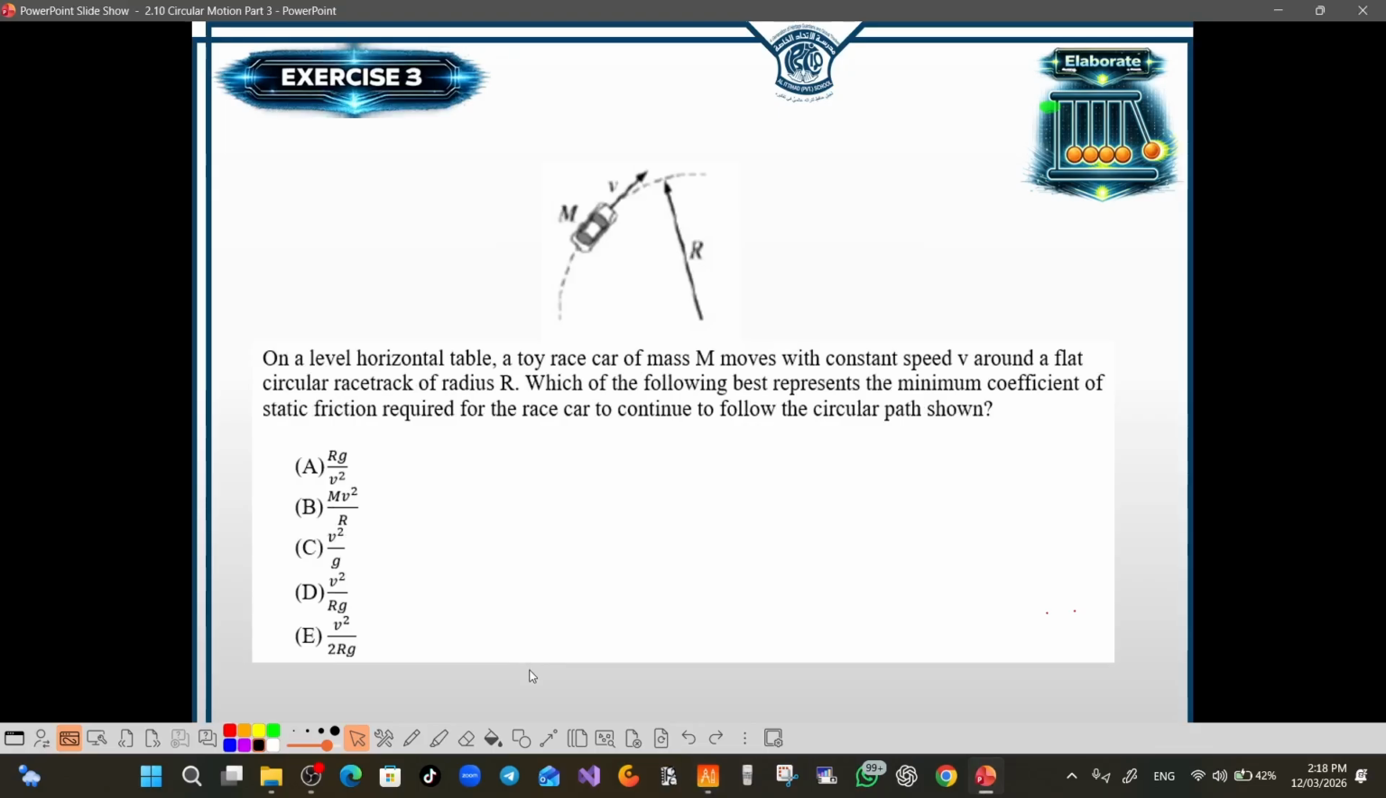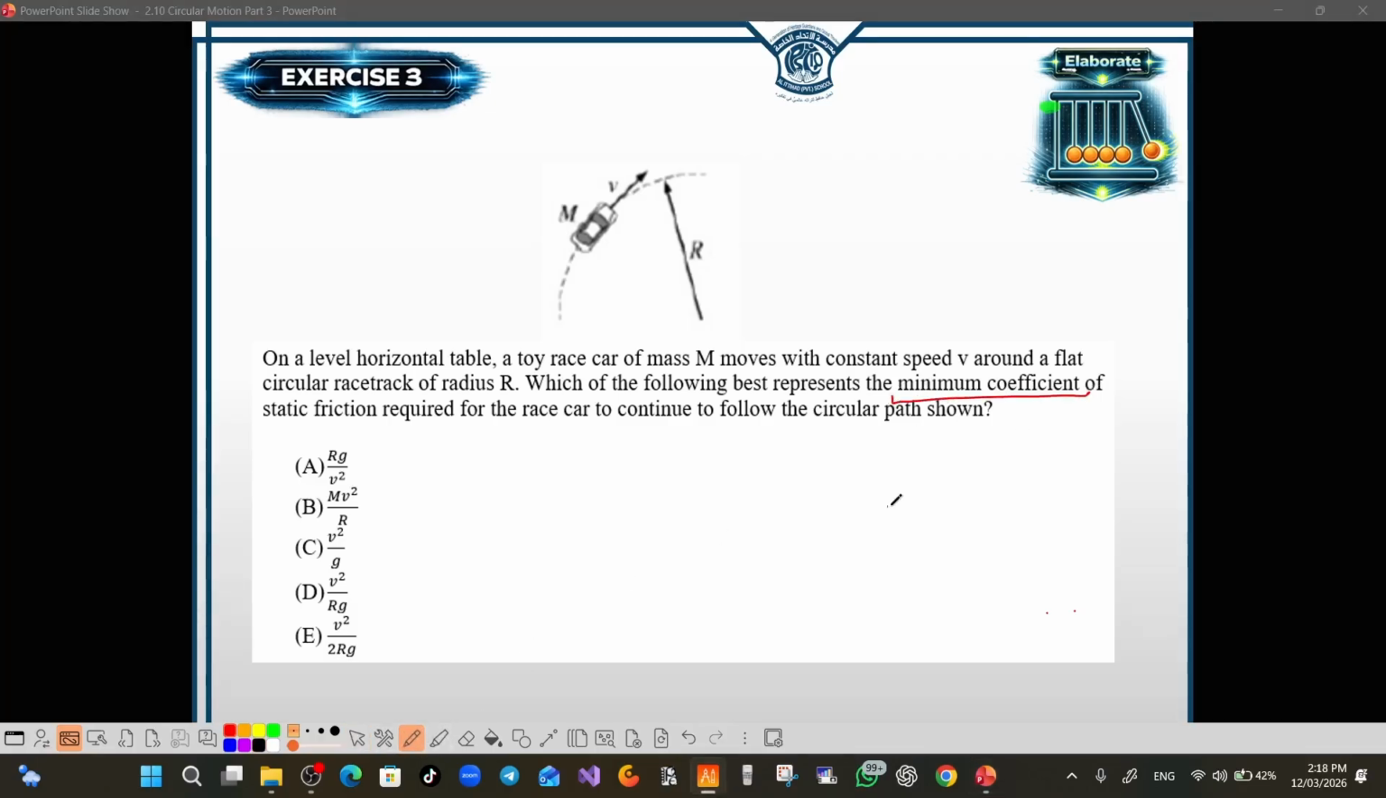On a level horizontal table, a toy race car of mass m moves with a constant speed around the flat circular racetrack of radius r. Which of the following best represents the minimum coefficient of static friction required for the race car to continue following the circular path shown?